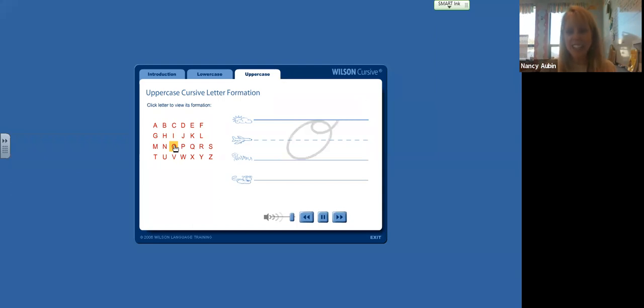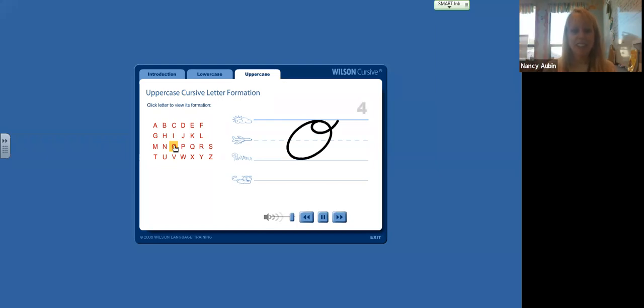Try it again. O is a skyline round letter. It starts on the skyline. Point to the skyline. Go back on the skyline, then go down and around on the grass line, up to the skyline, and make a loop.